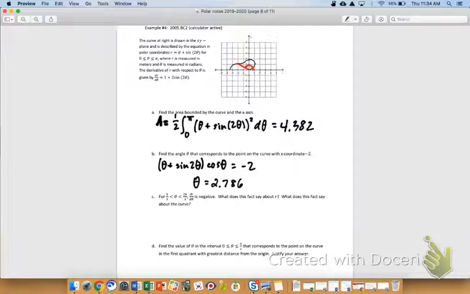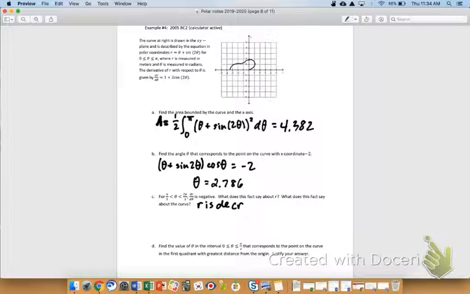C says for that domain, pi over 3 to 2 pi over 3, dr d theta is negative. R is decreasing. So what does that say about R? Santi says R is decreasing. Does that all make sense to you guys? If the rate of change of the radius with respect to theta is negative, that means R is decreasing.